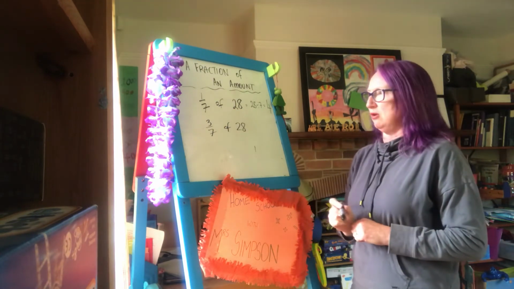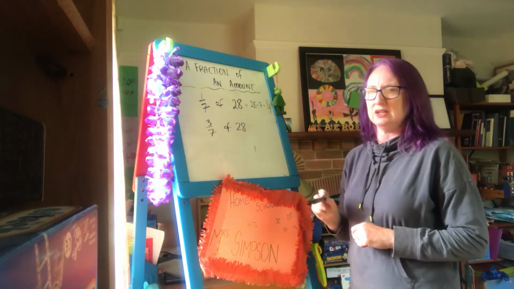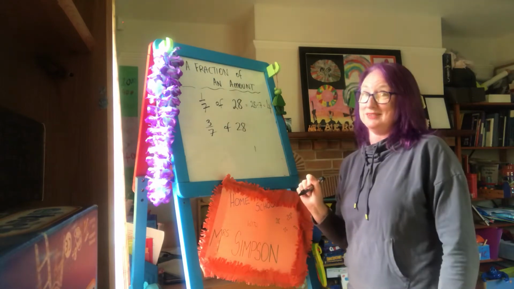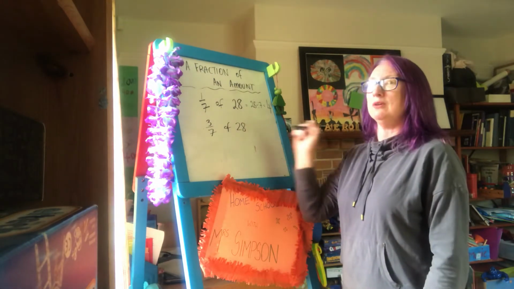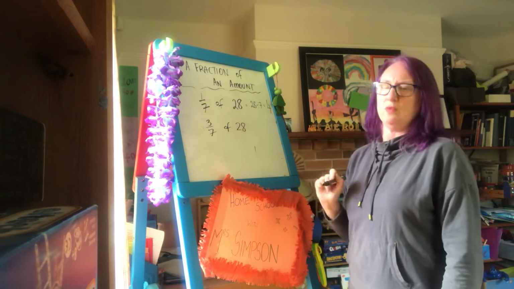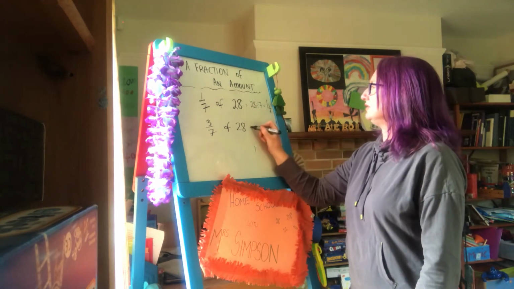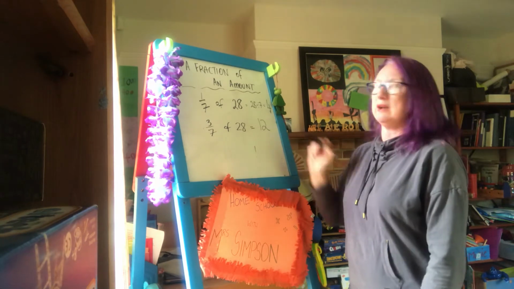Now he wants a bit more. He wants 3/7 of 28. So 3/7 says divide by 7. 28 divided by 7 is 4. We just did it. But he doesn't want one of them. He wants 3 of them. So 3 of those is 12.